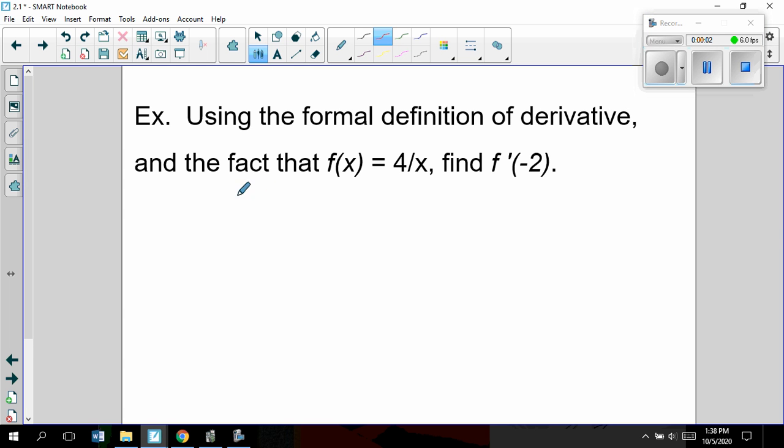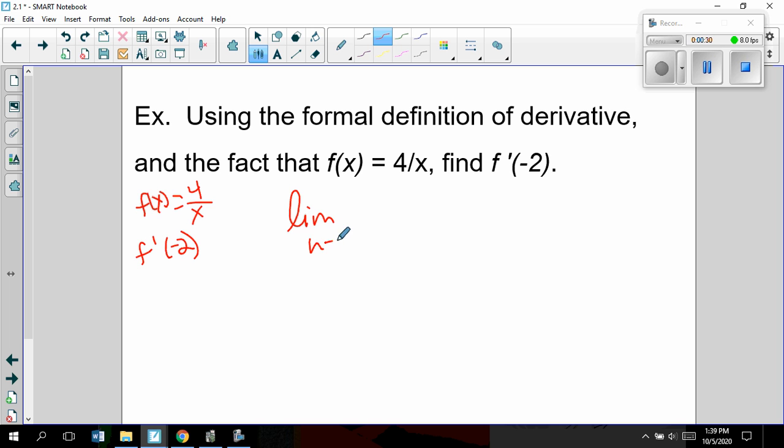We're going to continue, kind of wrap up those 2.1 notes and the idea of a formal definition of a derivative. So we are going to use f of x as 4 over x, and then find our derivative at negative 2. Okay, so I'm going to write this down for myself. You want to take the question, put it in your own words or what you're doing to make sure you understand. I'm going to go back and ask, all right, what's that formal definition of a derivative?